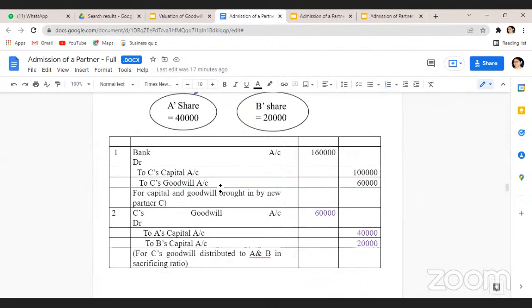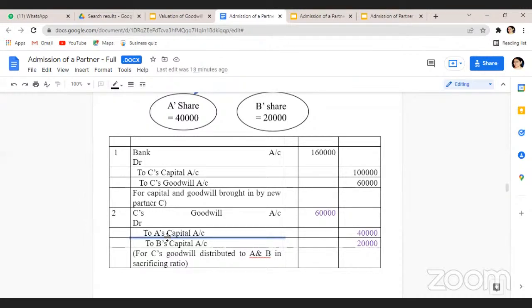Now pass the journal entries. First, for C getting capital and goodwill. C as a new partner while coming into the firm brings capital and goodwill. When capital comes into the business, it comes in the form of cash. So cash or bank account is debited. Who is giving? C, in the form of capital and goodwill. So credit C's goodwill and C's capital.